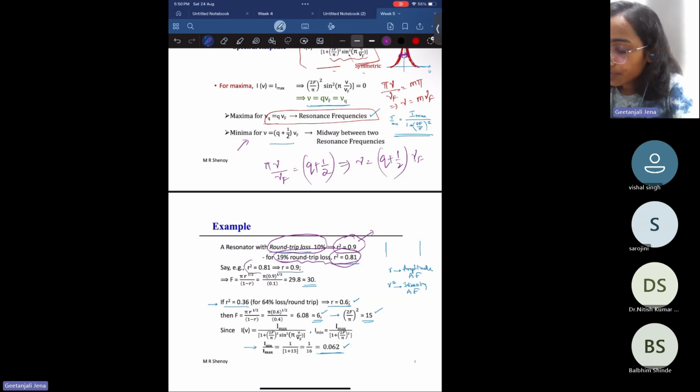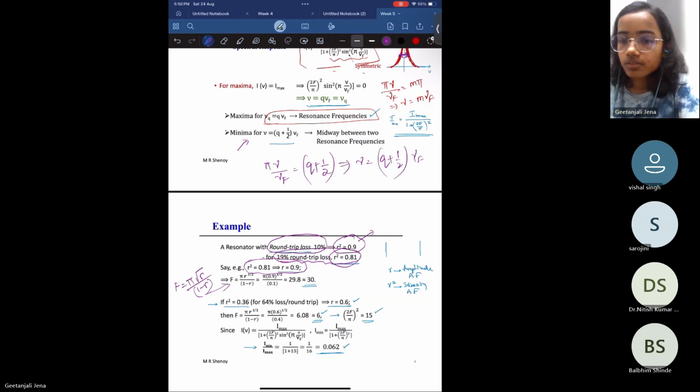And if in the problem we are given r square, then you can easily find out the fineness. So the fineness f is given as pi root r over 1 minus r, right? Yes, Nitish, you can ask your question.